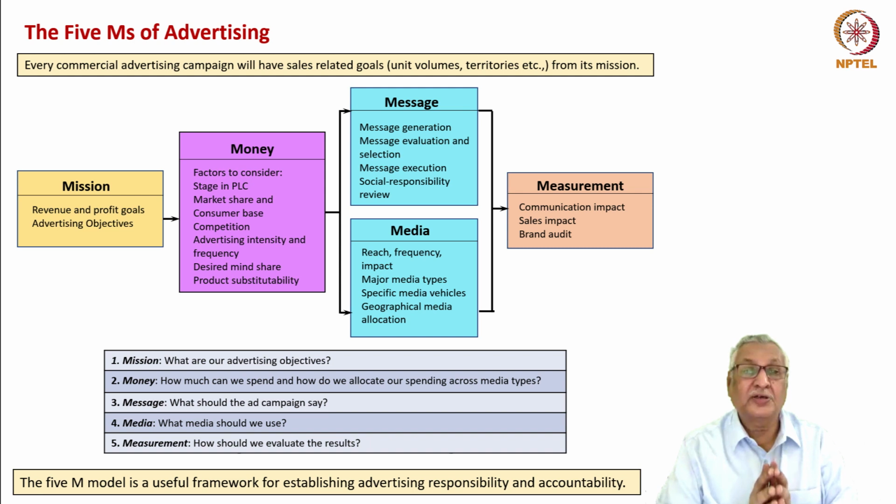There are five important M's of advertising that we need to keep in mind. The first is the mission. Why are we advertising? Why are we choosing the kind of content and channels that we are choosing? For that, you need to understand the revenue and profit goals and advertising objectives. If you are a niche company, you got to follow a particular advertising strategy. And if you are a mass market company, you need to follow a different kind of advertising campaign.